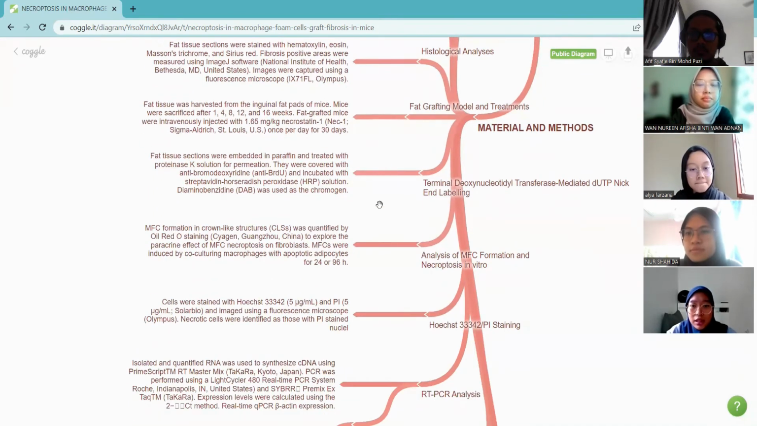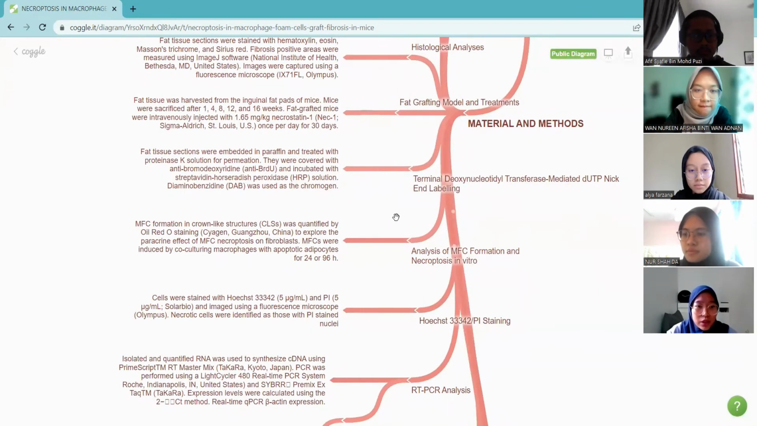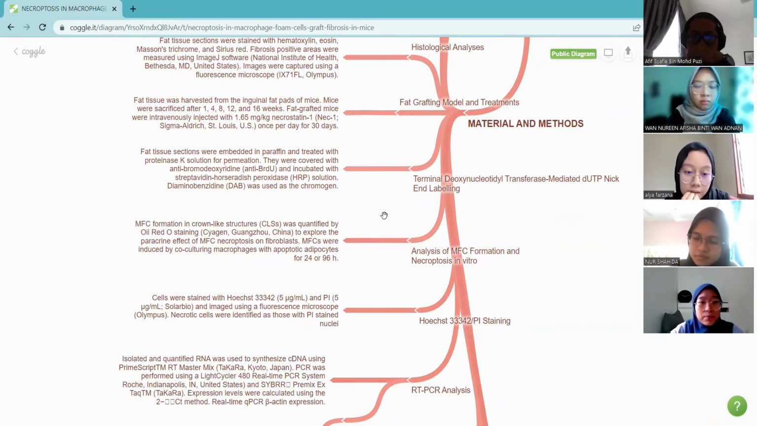Next is terminal deoxynucleotidyl transferase mediated dUTP nick end labeling. Fat tissue sections were embedded in paraffin and treated with proteinase K solution for permeabilization. They were covered with anti-bromodeoxyuridine, anti-BrdU, and incubated with streptavidin horseradish peroxidase, HRP solution. Diaminobenzidine was used as chromogen.